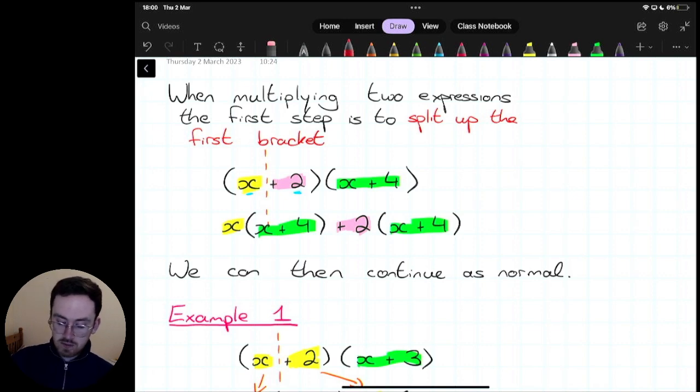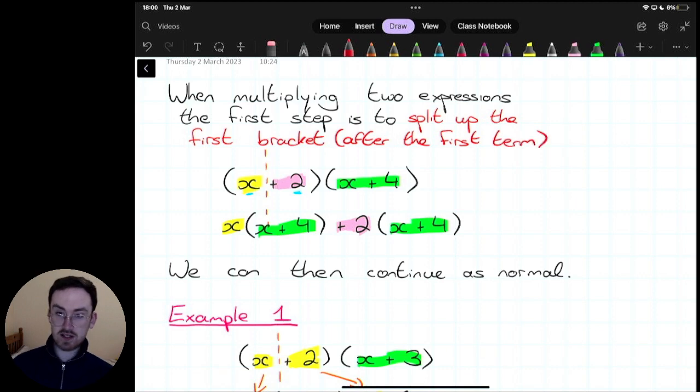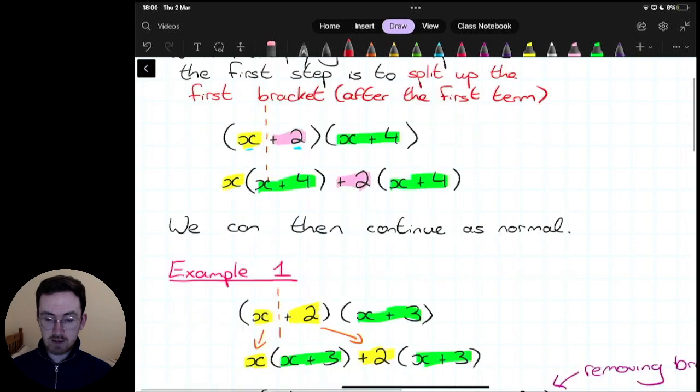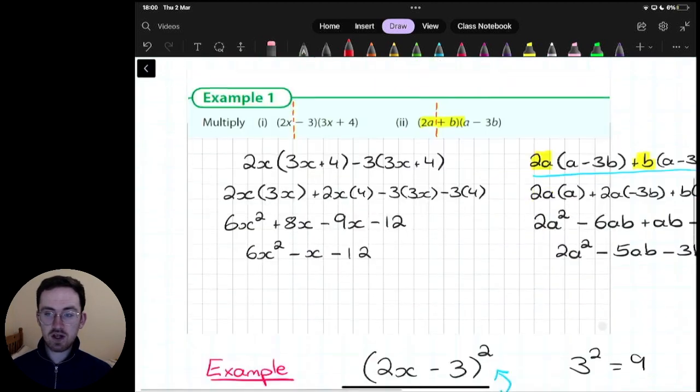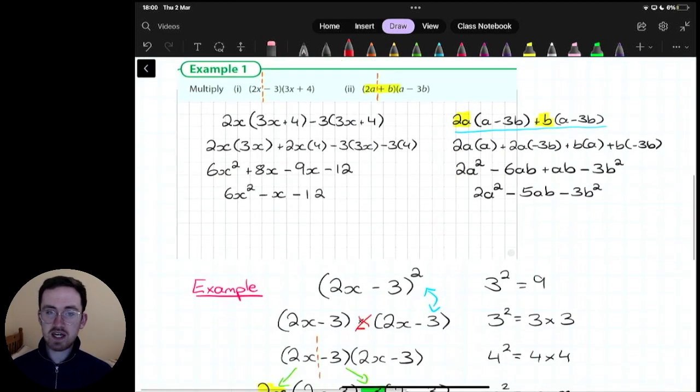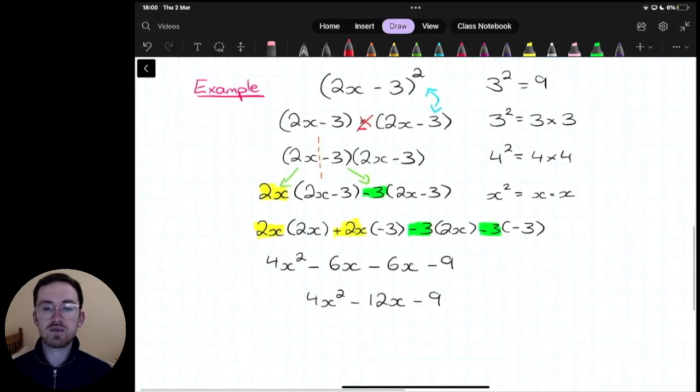Okay, so split it up after the first term. Directly after the first term, we split up the bracket. Directly after the first term, draw your little dotted line, and then we split up that first bracket that way. Make sure you're clear on what that means. So following this first step and then applying it to all the examples as we did here, when you're doing your sums, make sure that you do all the sums in the same way.